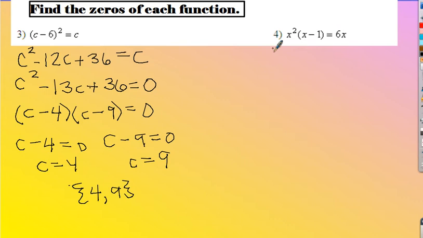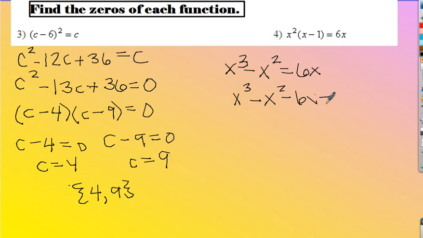For this last one, it's a little bit of a challenge. We are going to factor this out so we can get it set equal to 0. X squared times x would be x to the third, and then x squared times -1 is -x squared. We are going to get that set equal to 0, so we're going to subtract the 6x over, so that it's now equal to 0.